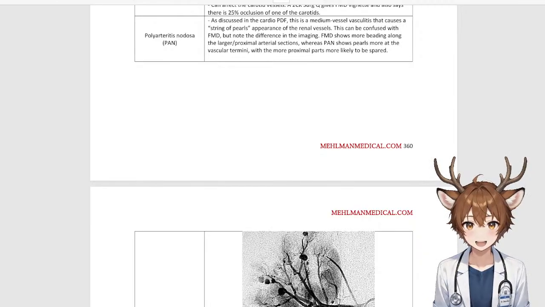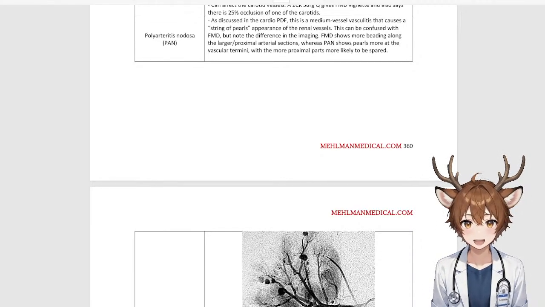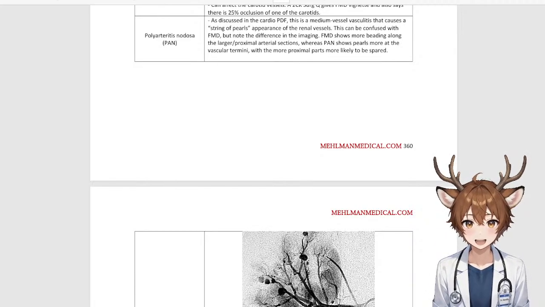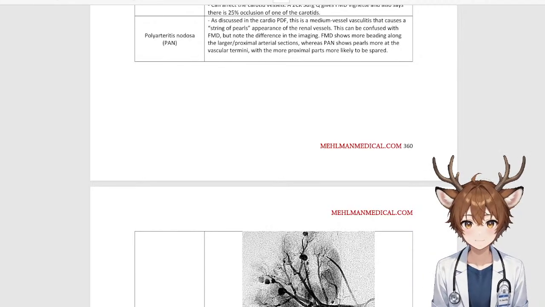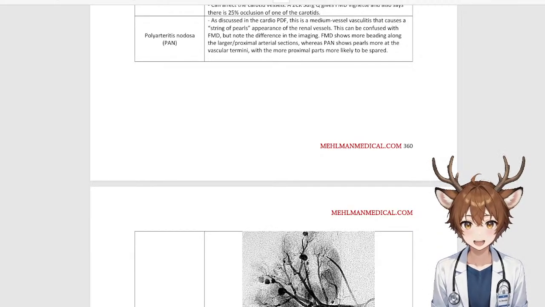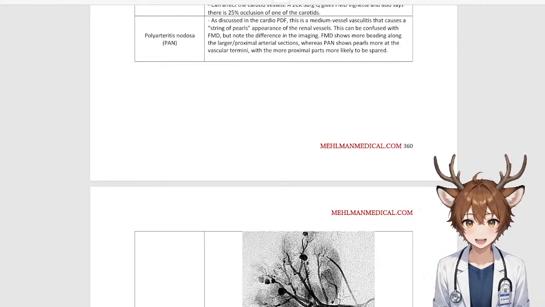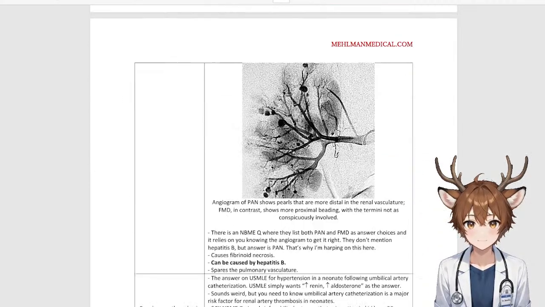What about polyarteritis nodosa? As discussed in the cardio PDF, this is a medium vessel vasculitis that causes a string of pearls appearance of the renal vessels. This can be confused with FMD, but note the difference in the imaging. Fibromuscular dysplasia shows more beading along the larger, proximal arterial sections, whereas polyarteritis nodosa shows pearls more at the vascular termini, with the more proximal parts more likely to be spared.